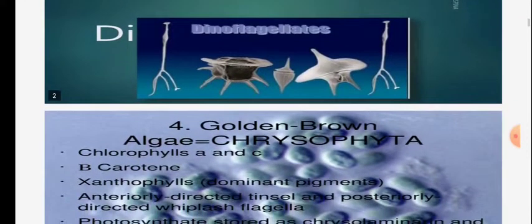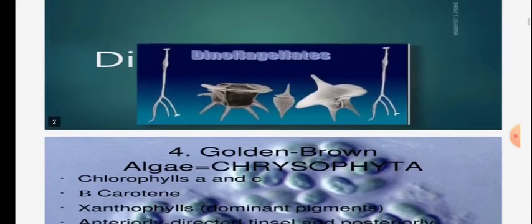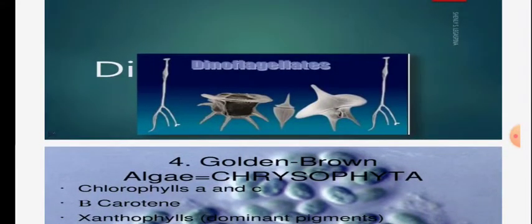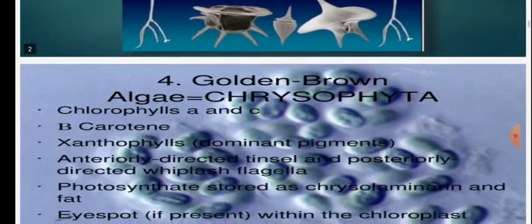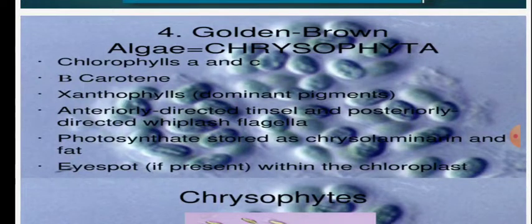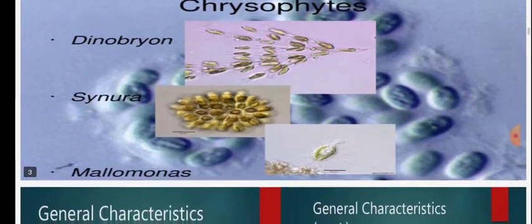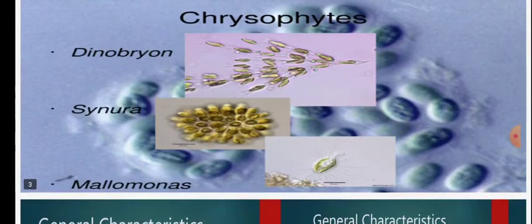Secondly, there are some dinoflagellates. These dinoflagellates are also a good example of these, particularly xanthophytes. Then golden brown algal members are there, the chrysophyta. They show the characters: chlorophylls A and C are present, and beta carotene and xanthophylls are the prominent or dominant pigments, with the tinsel type of flagella. Dinobryon is one genus of the chrysophyta.